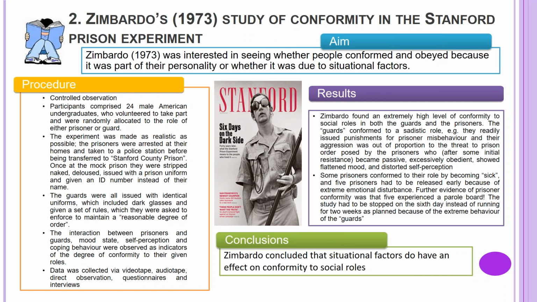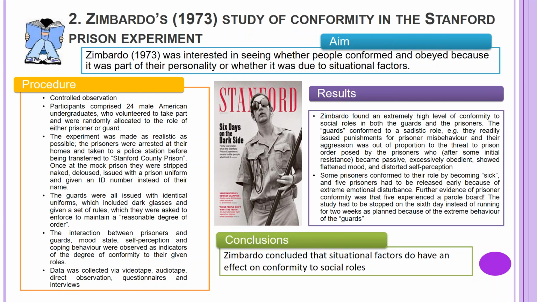The results. Zimbardo found an extremely high level of conformity to social roles in both the guards and the prisoners. The guards conformed to a sadistic role, e.g., they readily issued punishments for prisoners' misbehaviour, and their aggression was out of proportion to the threat to the prison order posed by the prisoners, who, after some initial resistance, became passive, excessively obedient, showed flattened mood, and distorted self-perception.